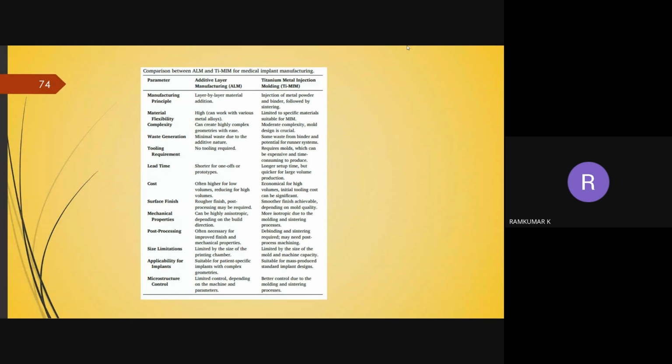So using these kinds of processes, we can make the implant materials. That's what I am trying to say.